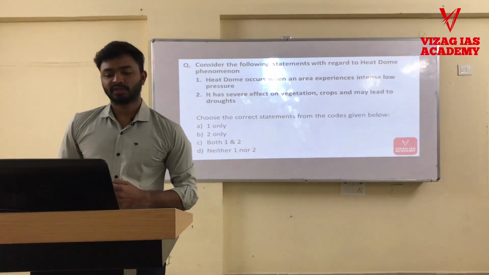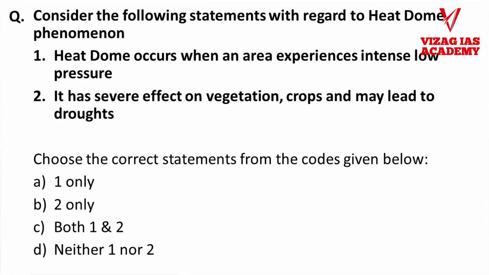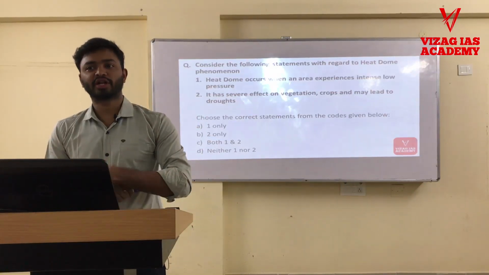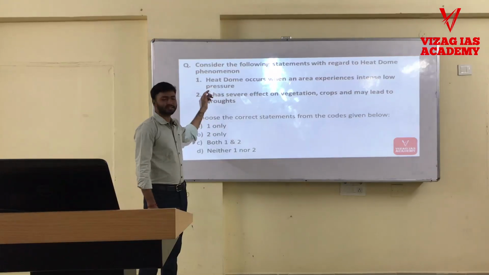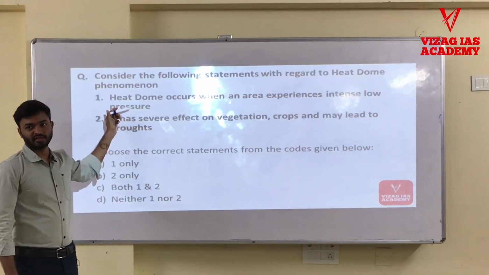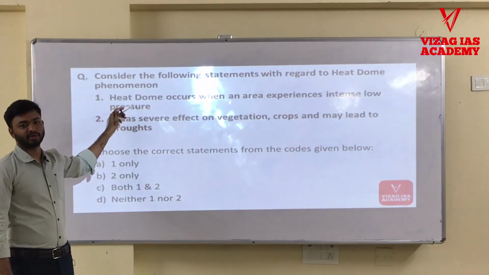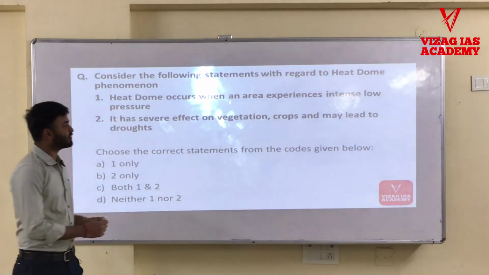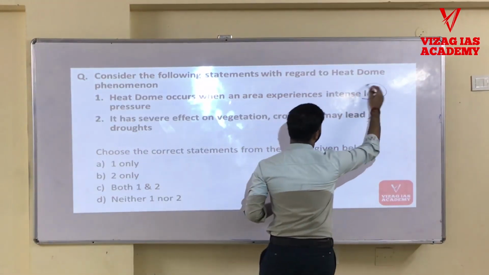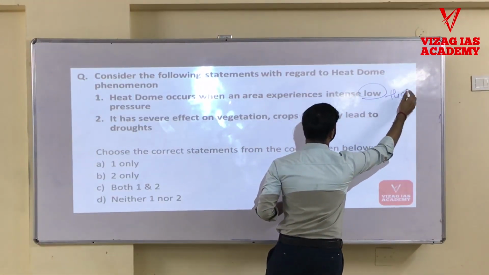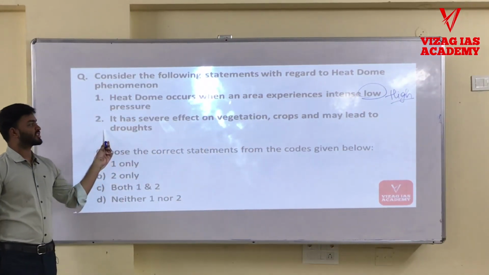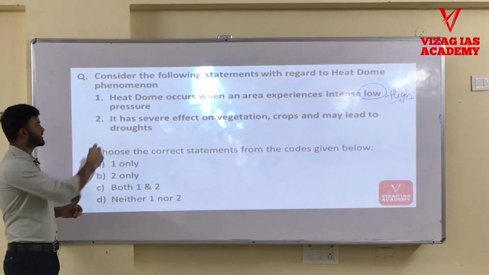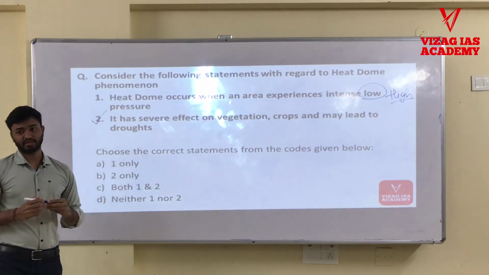Next, heat dome. Consider the following statements with regard to the heat dome phenomenon. Let us see the statements, then we will go into the explanation. Heat dome occurs when an area experiences intense low pressure. This is a false statement because heat domes are related to areas of high pressure. It has a severe effect on vegetation and crops and may lead to droughts. This is a genuine and correct statement.